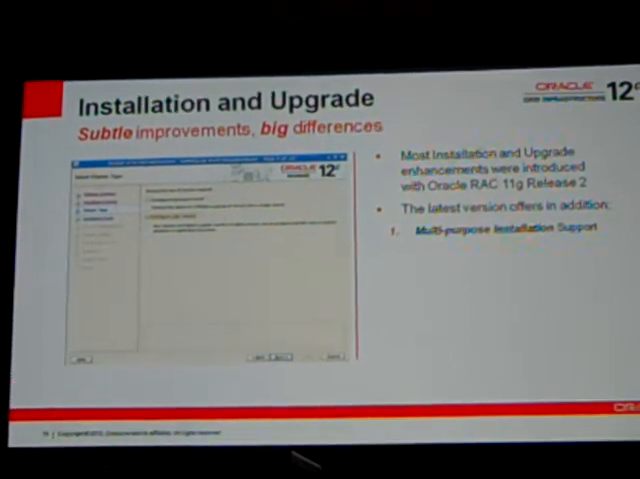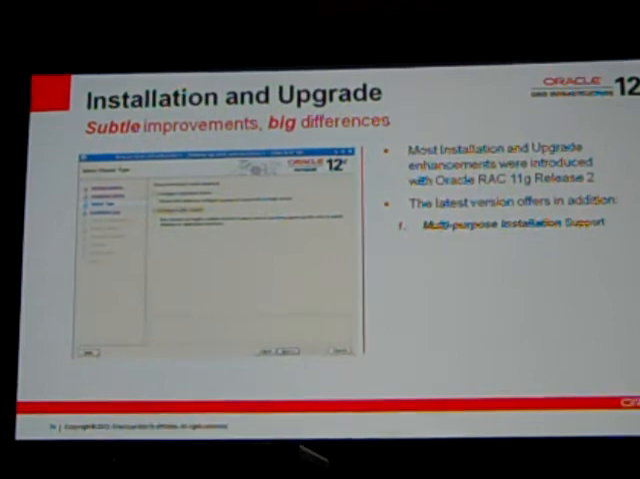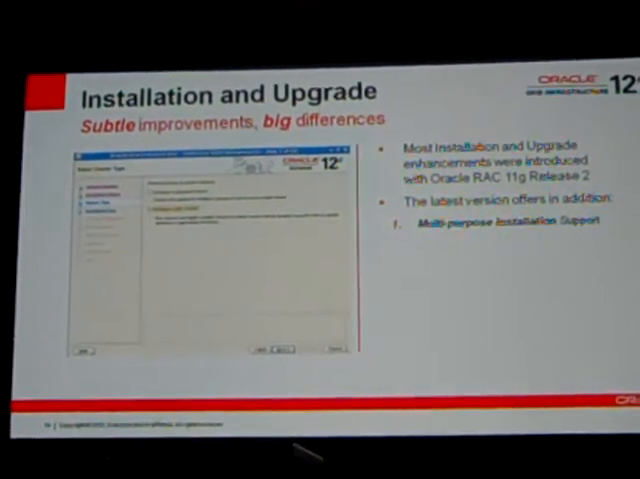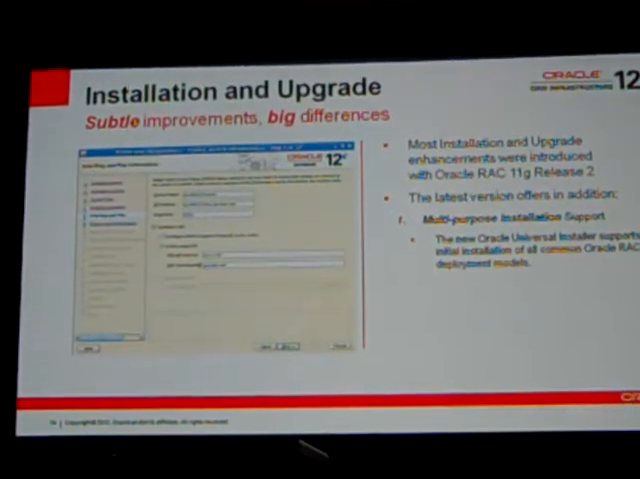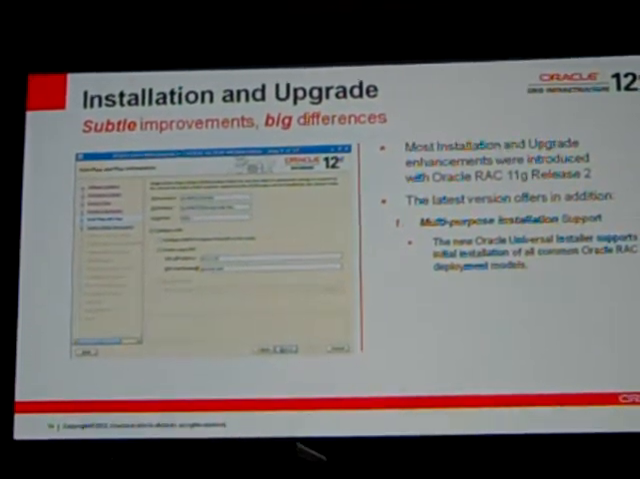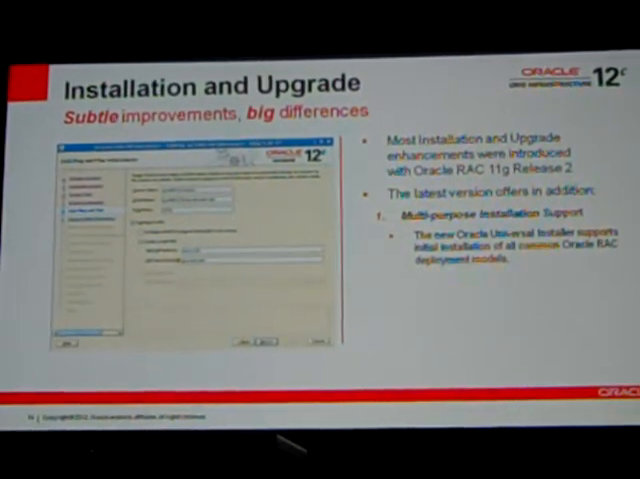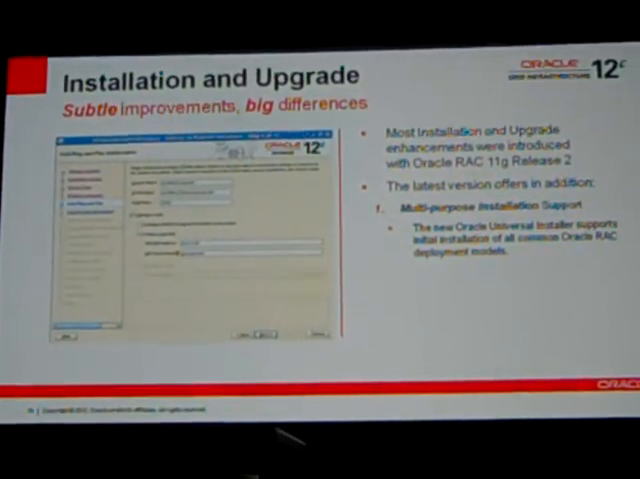But as an enhancement to what we have done in 11.2, now the 12c installer is meant to install every common constellation in which you can deploy RAC. So if you use a flex cluster, use a standard cluster, you want to enable flex ASM as described, or you don't want to do this, you can choose this during the first installation.